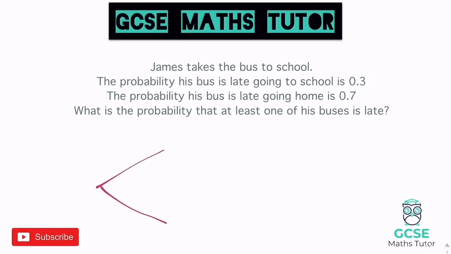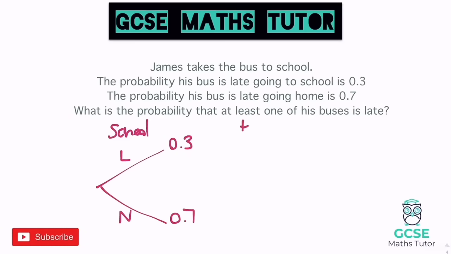So this time it's not the same thing on both occasions. We've got one where he's going to school and the other part of the branch is where he's going home. But when he goes to school, it's either late or it's not late. And the probability of late is 0.3, so therefore the probability that it's not late is 0.7.